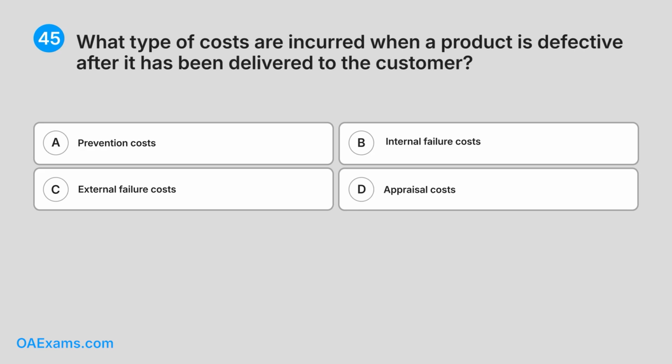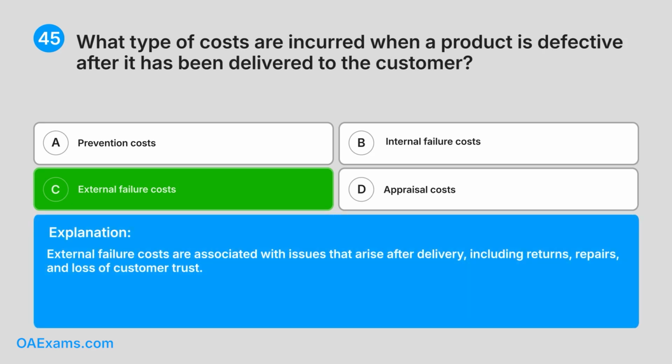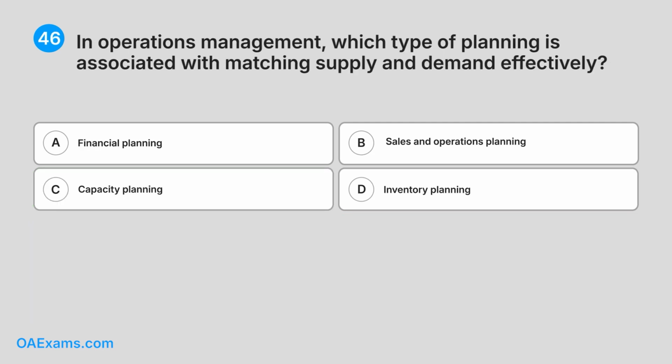Correct answer. C. External failure costs. Explanation. External failure costs are associated with issues that arise after delivery, including returns, repairs, and loss of customer trust. 46. In operations management, which type of planning is associated with matching supply and demand effectively?